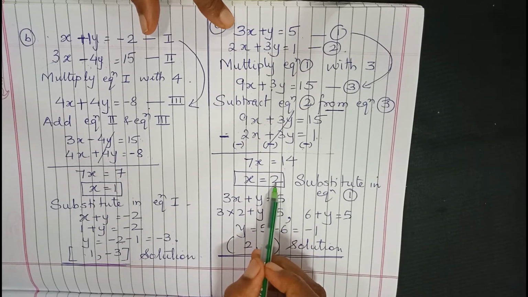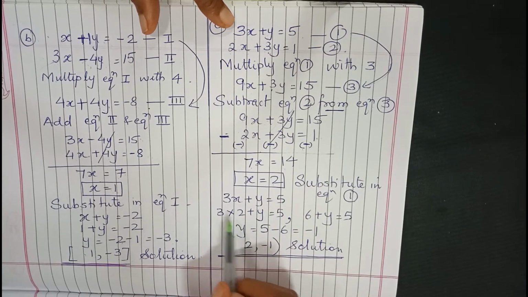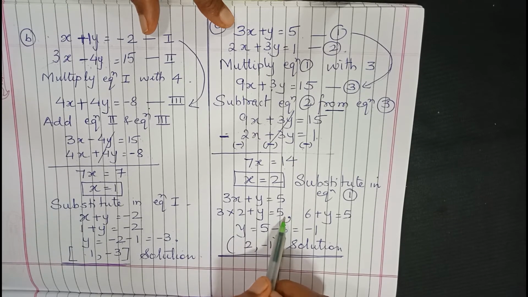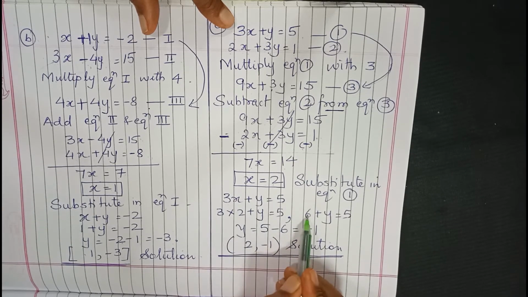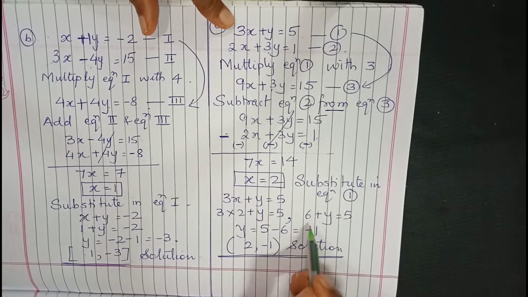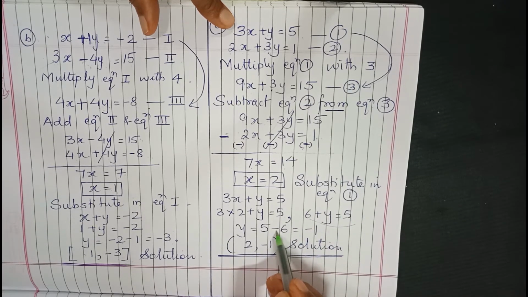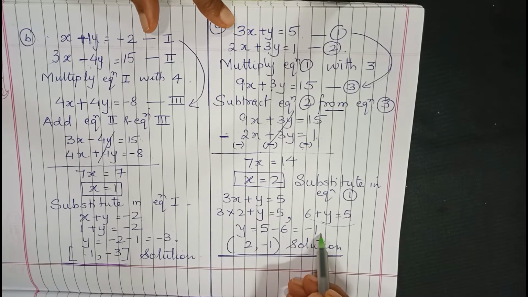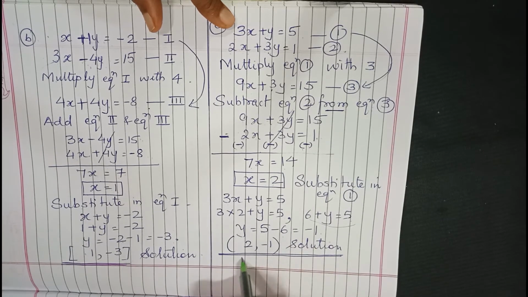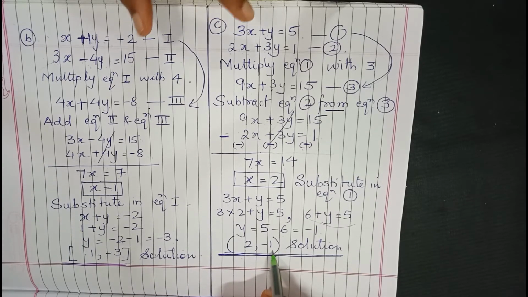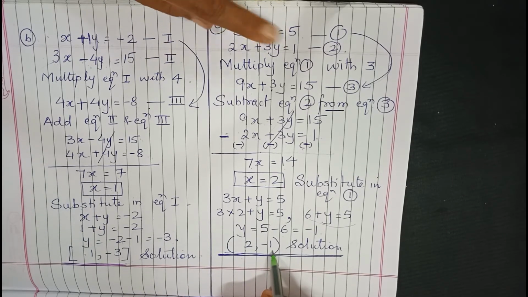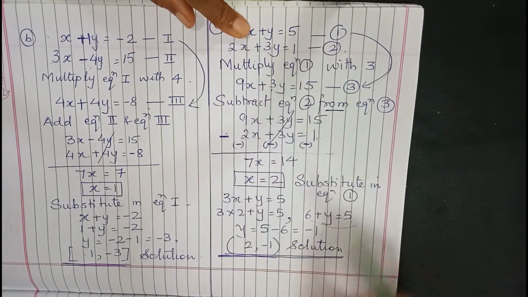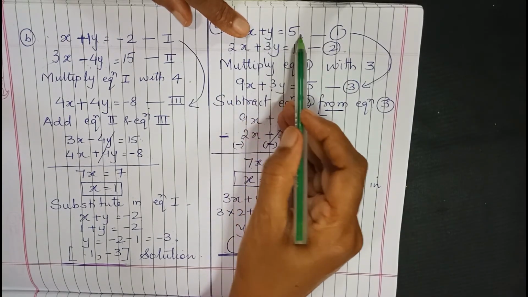Now we got the value of x is 2. So we substitute here. 3 into 2 plus y is equal to 5. So 3 2s are 6 plus y is equal to 5. Take the 6 to the other side, it will become minus. So y is equal to 5 minus 6, which is nothing but minus 1. So the solution that we get is 2 and minus 1. You can just put both the values and see whether it is satisfying or not. 3 2s are 6 and minus 1. 6 minus 1 is 5.